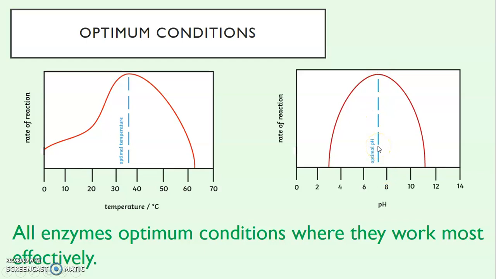What the optimum condition for an enzyme is will depend on where they are found. So for example, the proteases found in the stomach will have an optimum pH that is acidic because they are working in acidic environments. Lipase will have an optimum pH which is alkaline because they work in the small intestine, which is an alkaline area.